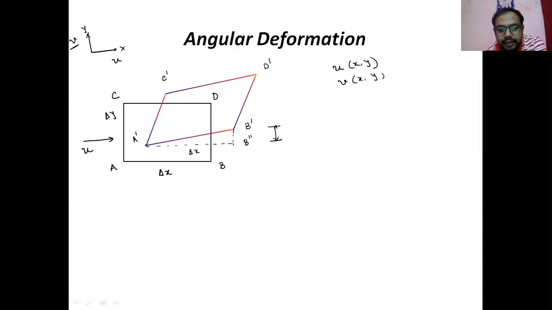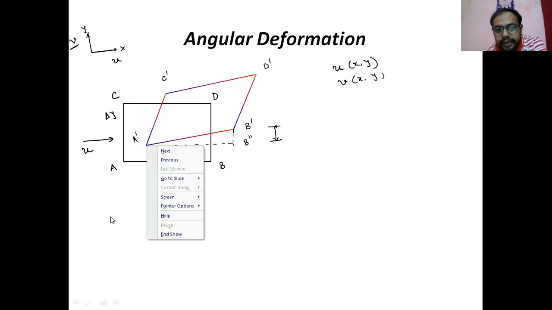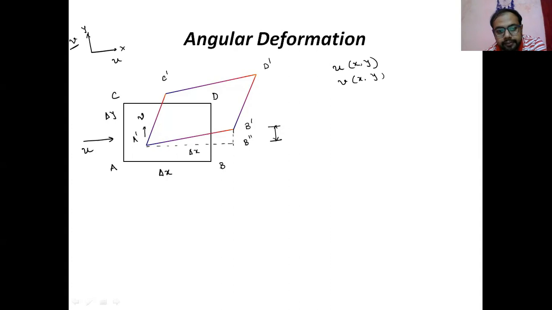So here, if the vertical velocity at a point is v, here the velocity becomes v plus del v del x plus higher order terms. Because v is changing along the x-axis, the velocity here is different, as it is changing with del x. That's why this move is occurring in delta t time.